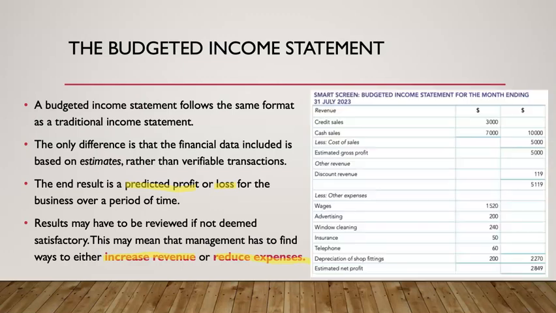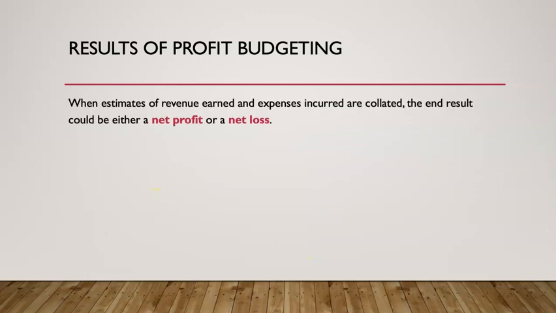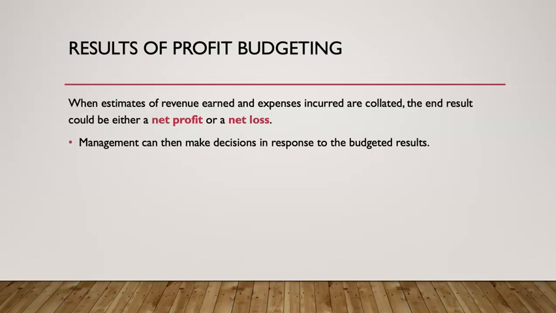from a loss? So if we look at this one, Smart Screen, it has an estimated net profit of $2,849. Is this good or bad? Are we happy or not? This is up for analysis. But because of this, we can make some decisions. We can make some decisions in response to this budget.